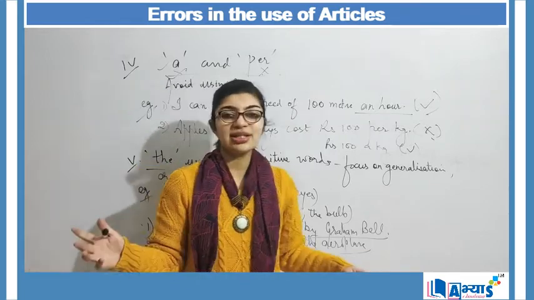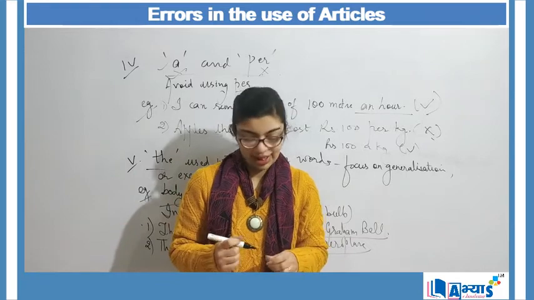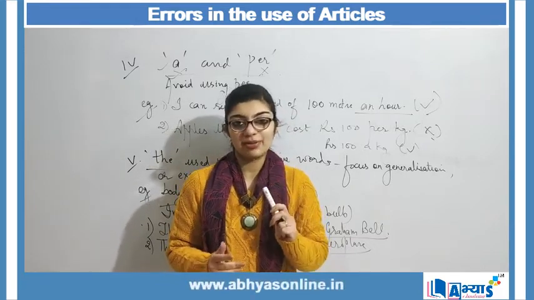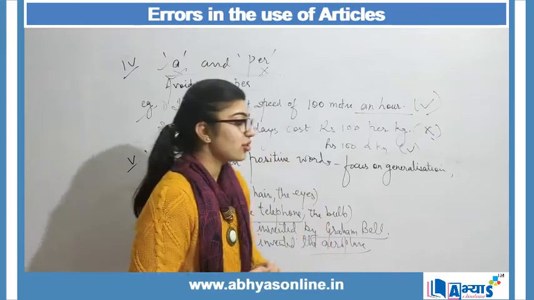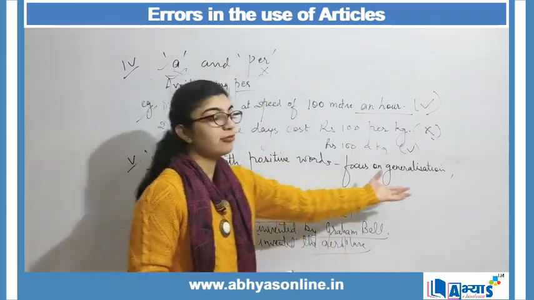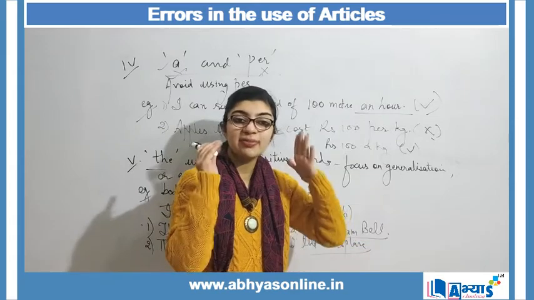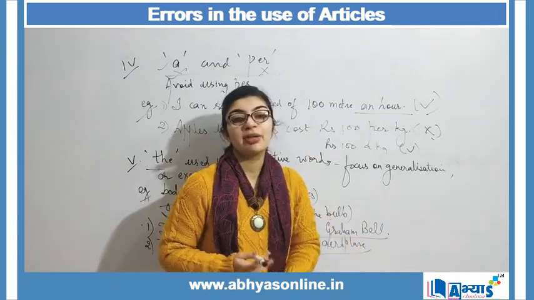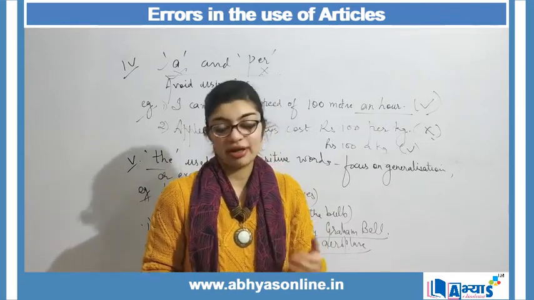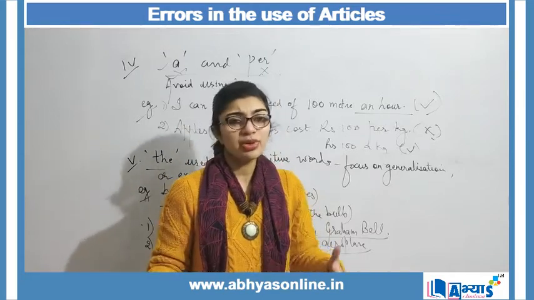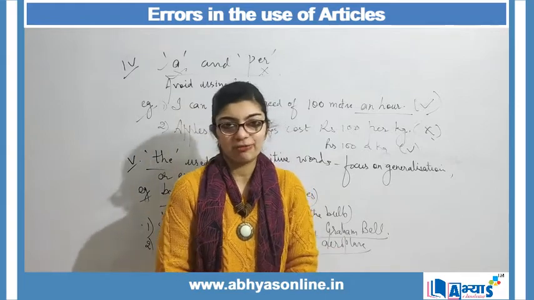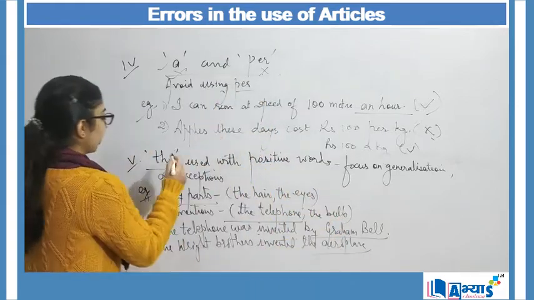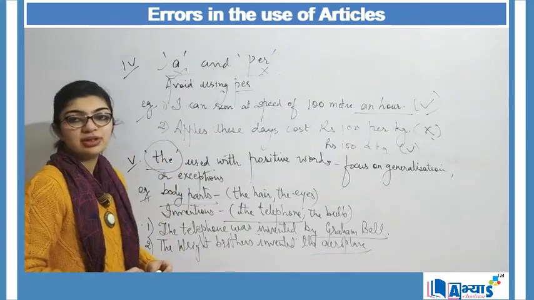Then these days there are a lot of companies creating aeroplanes. But the first aeroplane was invented by the Wright brothers. So I'm focusing on the generalization or some exception that was made, right? The invention of the bulb, invention of the telephone, invention of the computer, that was the exception that came into life. So when we are talking about that kind of exceptions, in that case we make use of "the".